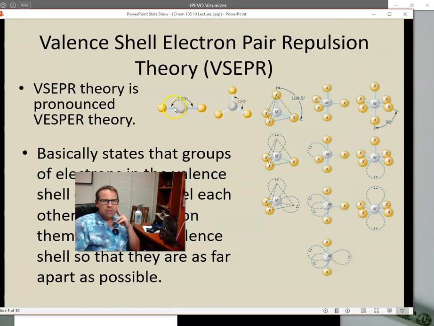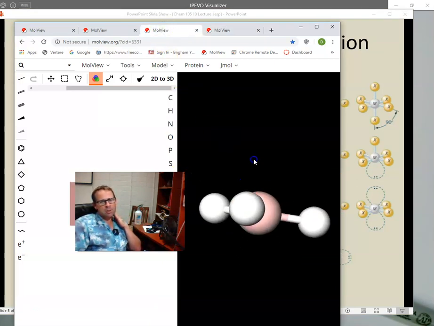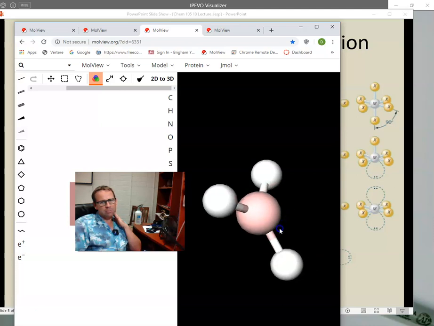Okay. So 2 regions of electron density forms a linear compound, right? Central atom, 2 regions of electron density that are going to try to get as far away from each other. You have a linear compound. 3 regions of electron density, right? We have all of these atoms in the same plane. Let's take a look again at what this looks like. All of these atoms are in the same plane, central atom, right?